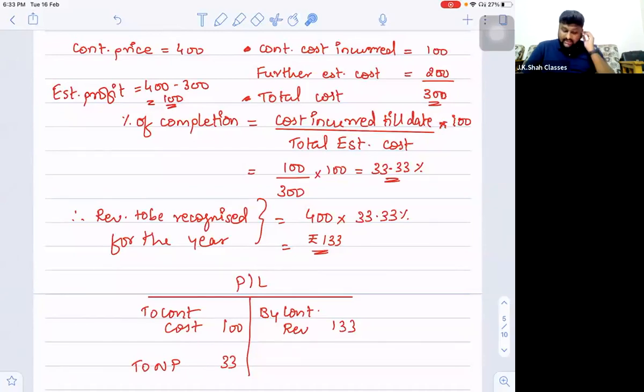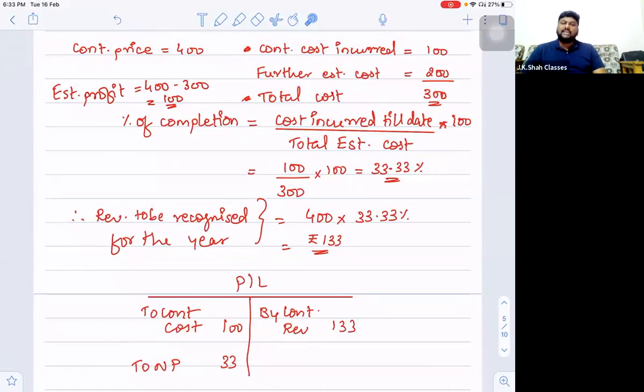So what is my cost incurred till date? Sir, my cost incurred till date is 100 rupees. 100 rupees divided by total estimated cost 300, into 100, the percentage is 33.33%. Means 33% of my work is completed. So technically 33% of the revenue can be recognized in the books of accounts. So the next line, therefore, revenue to be recognized for the year will be 400, the total contract revenue, multiplied by 33.33%.